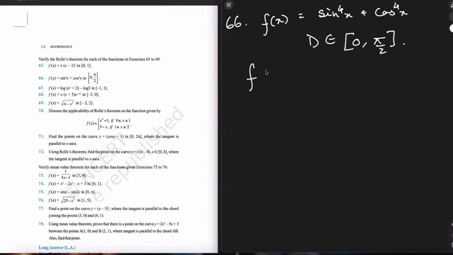Again, if you see, you put the value of x equal to 0, the answer is 1. And if you put f of x equal to pi by 2, still the answer is 1. This is a continuous function and differentiable too. So it is satisfying all the conditions for Rolle's theorem. Now, what should I do? First, I'll differentiate it.